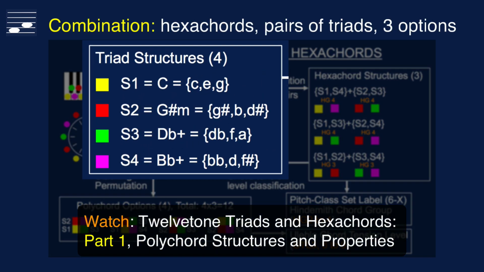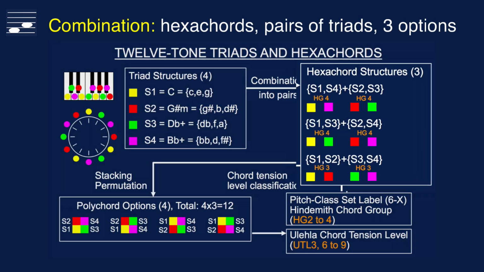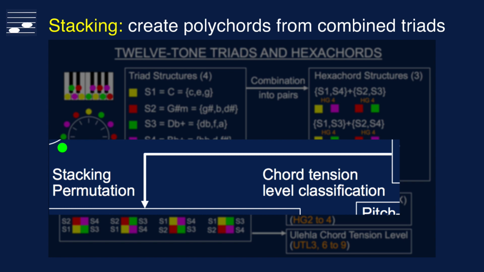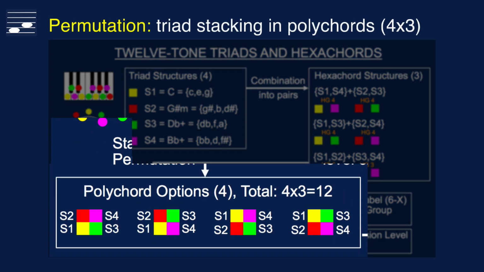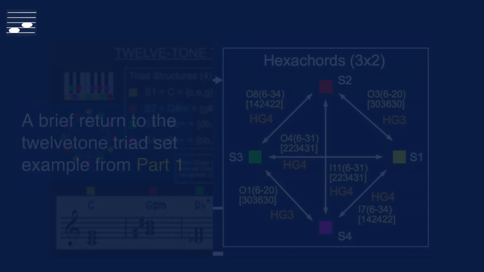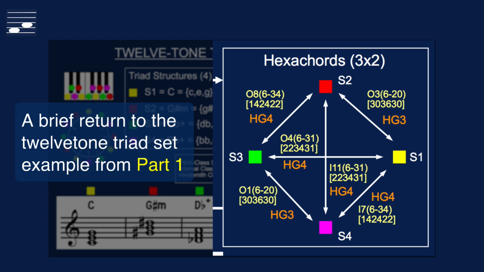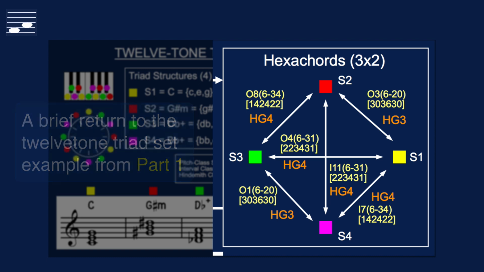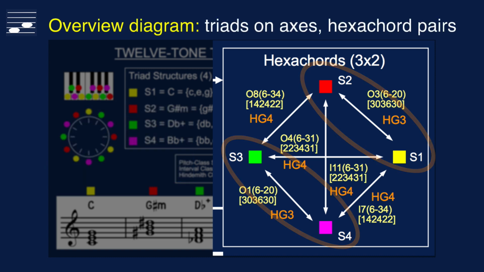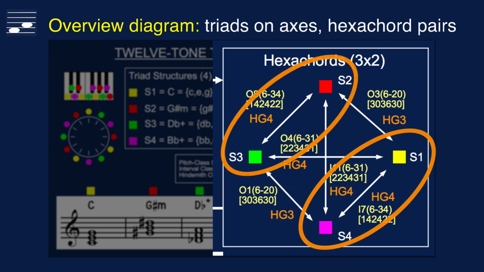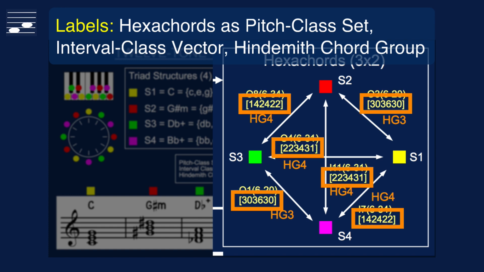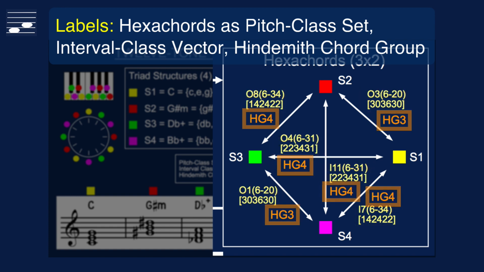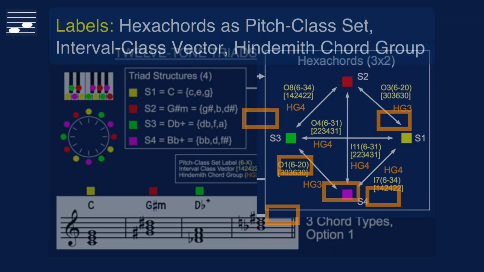The 4 triads in the set may be combined pairwise into hexachords. The next operation is the stacking of triads into polychords, for which there is a number of permutations, as indicated by the colored squares in the diagram. When displaying the example 12-tone triad set in the axis diagram, you may evaluate the 3 pairwise combination options into hexachords shown here in terms of pitch class set label, interval class vector and the Hindemith chord dissonance group classification.